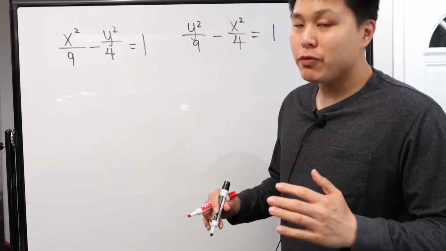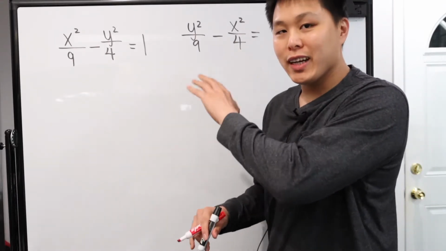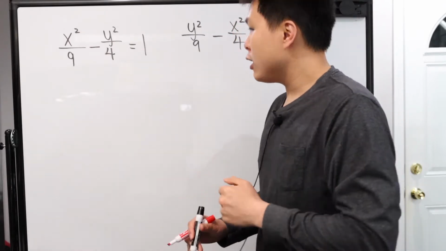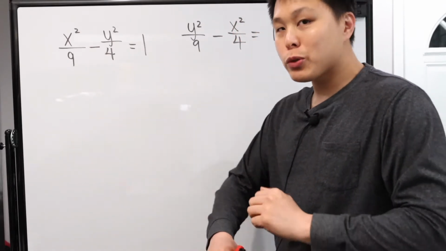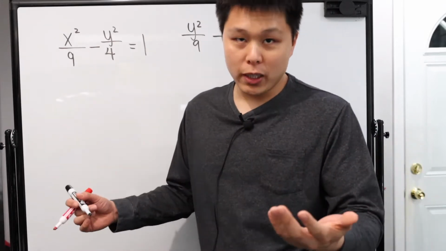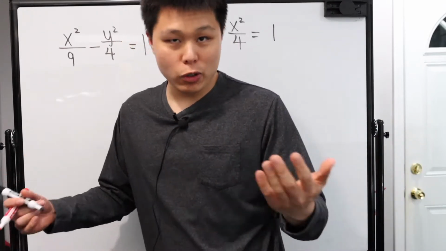Now, for today's video, we're going to go over this. If you can't tell already, this looks almost like the equation of an ellipse, but it's not an ellipse. So we're doing the opposite of an ellipse. It's called a hyperbola, or hyperbola, depending on how you pronounce it. I've heard it both ways.